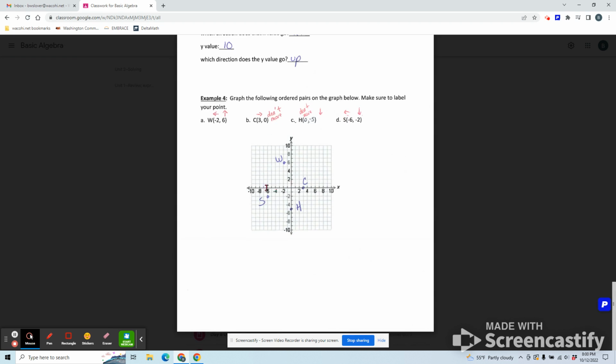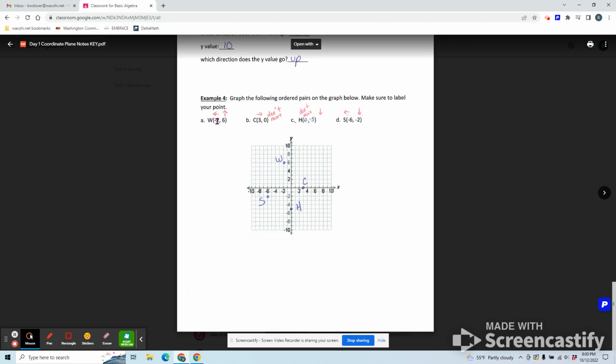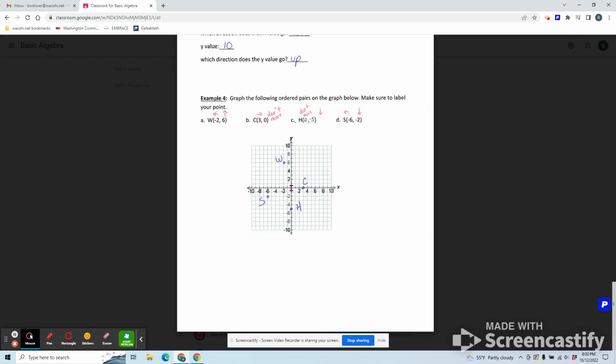So now it's asking us to graph. Remember, everything starts right here at 0, 0. So when it says negative 2, 6, now in red I wrote my directions. Negative 2, 6, I have to start at 0, 0. So I start at 0, 0 and I go left 2 because it says negative 2. Then it says positive 6. I go up 6, I put a point, and I label it W.